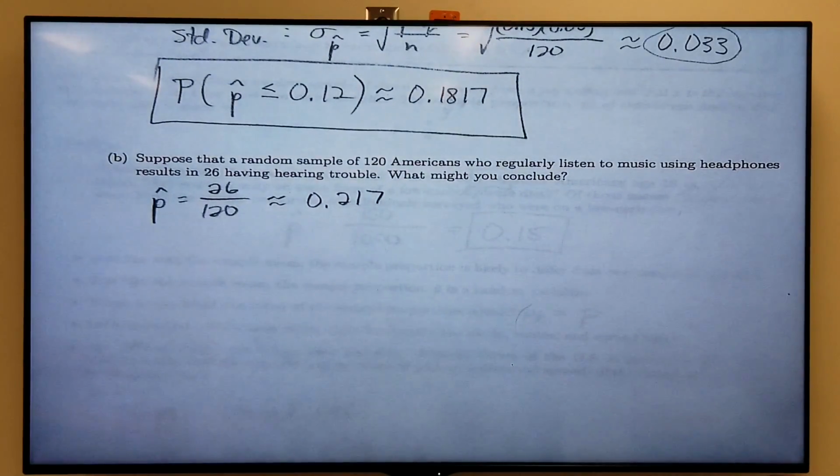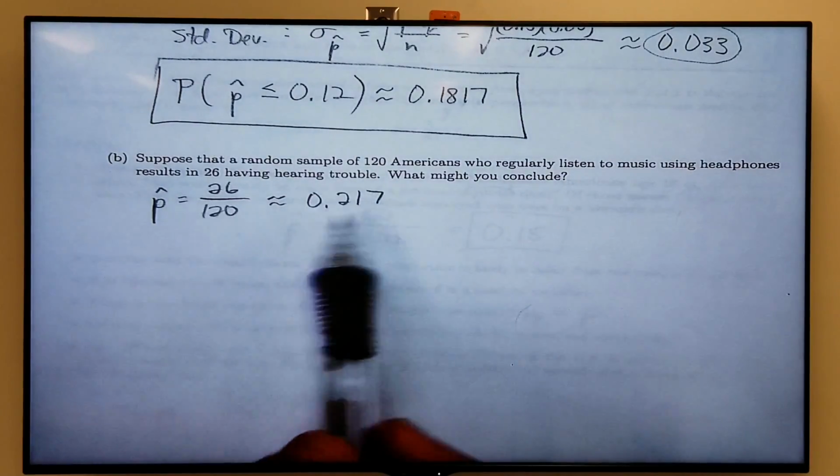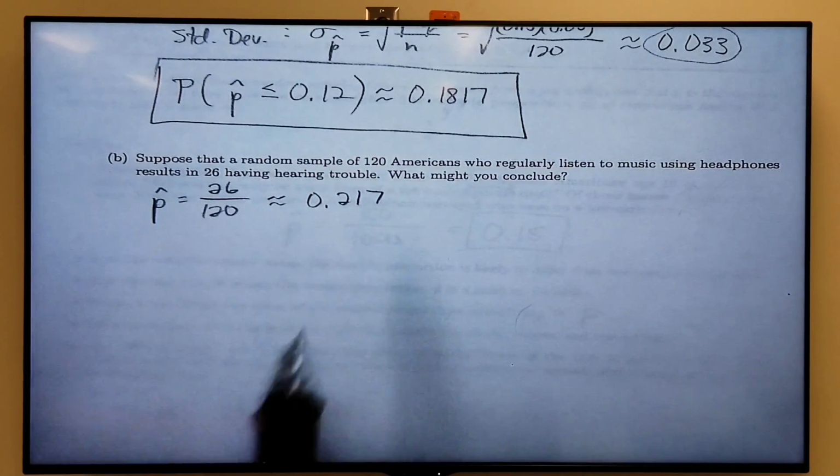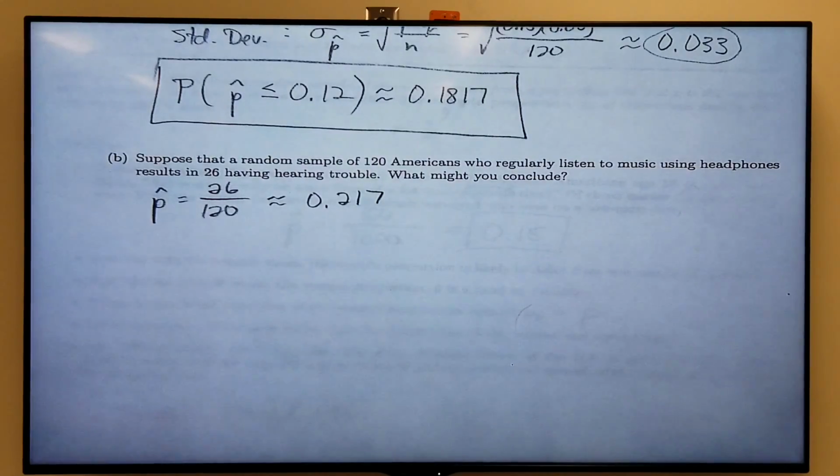Well, to answer that question, we can compute the probability, right? We're going to compute the probability that we get 0.217 or more. And if that probability is really small, then yeah, this is an unusual thing. And we might be able to make some conclusion based off of that. So let's go ahead and compute this.